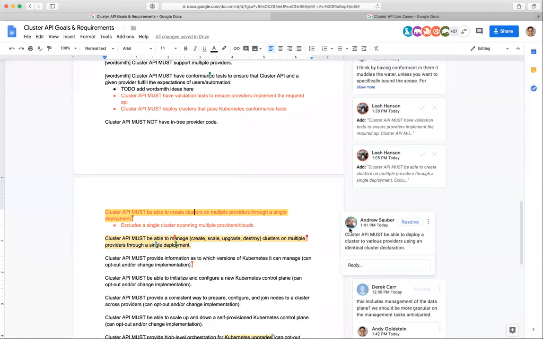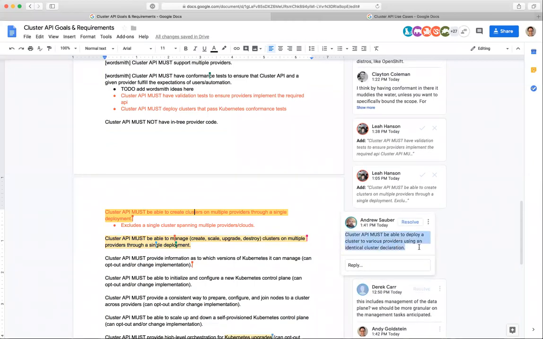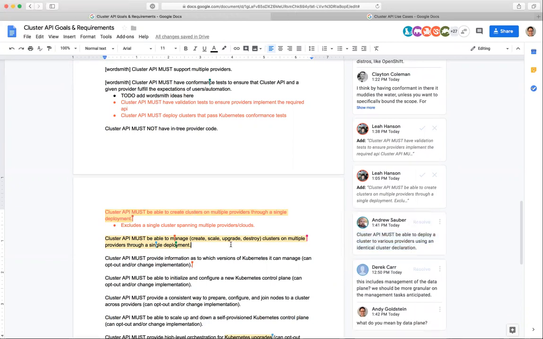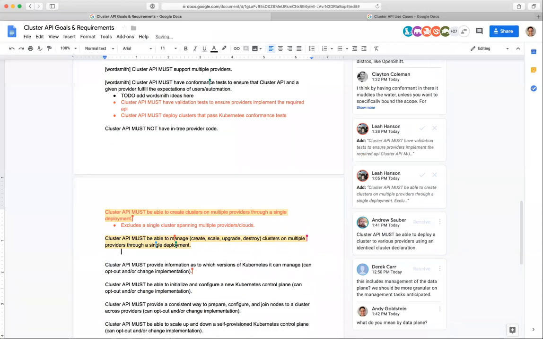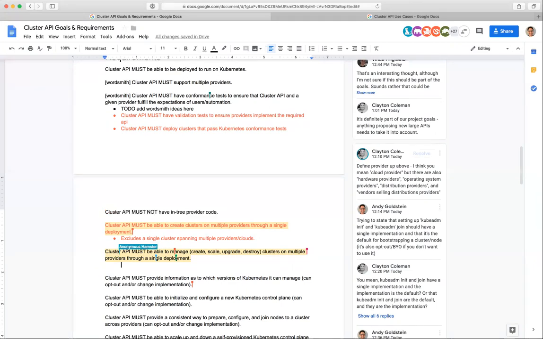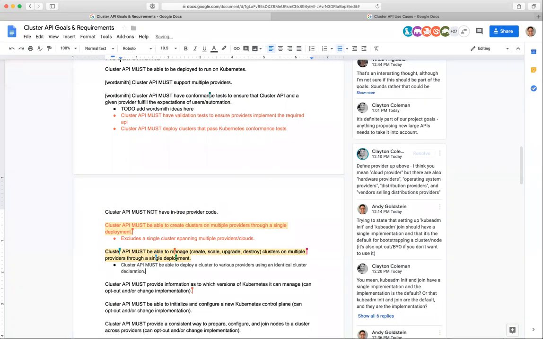So for this one, Andrew, was this just a suggestion for how to reword it, I think? Yeah, exactly. All right. I'm not sure that that's the same thing, though. Using an identical deployment, an identical specification implies some abstraction that I don't know that we want to do. With a single cluster API, you may create a cluster that's on different providers, but not necessarily using an identical resource definition. Right, yeah, there'll be some provider-specific extensions probably, right? So that's a good point.